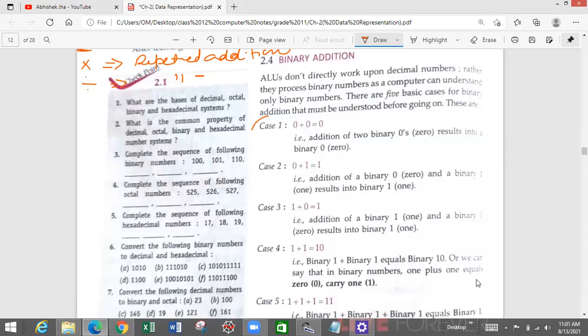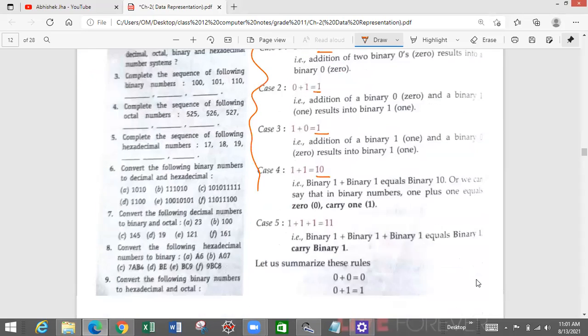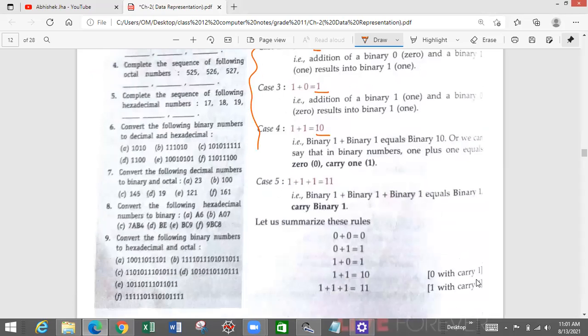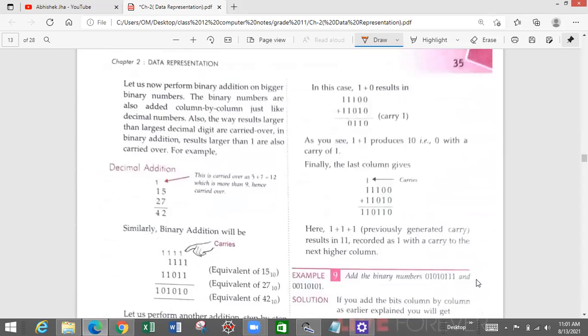Now here same rules are listed. 0 plus 0 is 0. 0 plus 1 is 1. 1 plus 0 is 1. And 1 plus 1 is 1, 0. 1 plus 1 plus 1 is 1, 1. So now we will apply these rules.